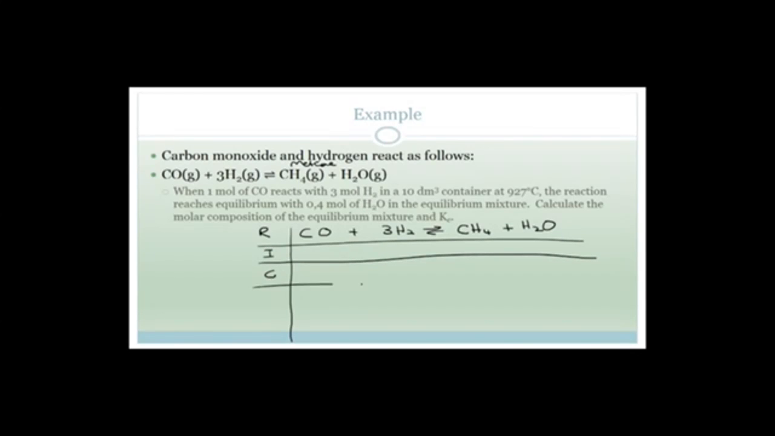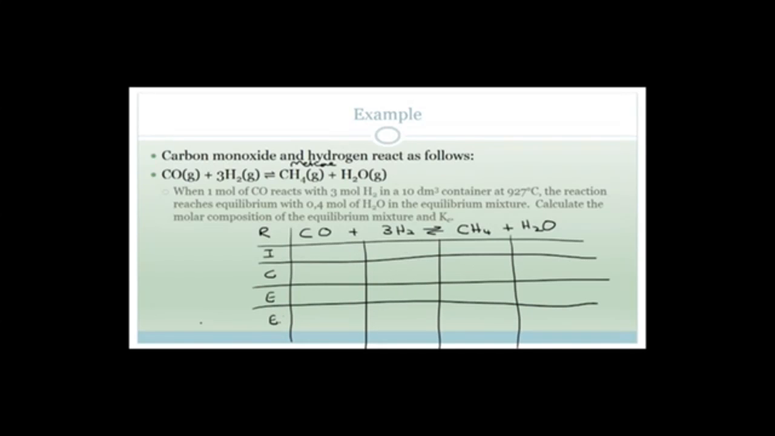Then we've got change. Then we've got equilibrium quantity. And then you've got the concentration. Okay, so that's what our table should look like. Now it says that we were given some information. It says 1 mole of carbon monoxide and 3 moles of hydrogen are in a 10 cubic decimeter container.